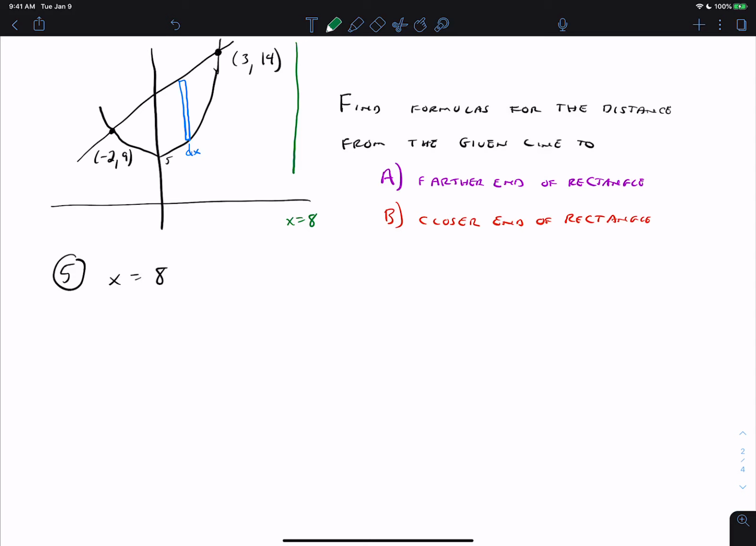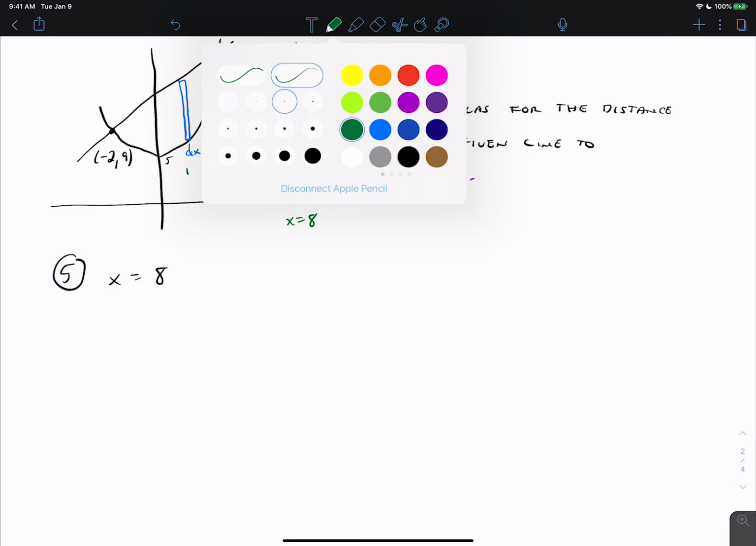Okay, so when we're talking about this, there is no farther and closer end of the rectangle because in theory the rectangle's infinitely thin. So the distance from here to here and the distance from here to here is the same whether you're on the top or the bottom. If left and right were different, it would actually be different, but it's infinitely thin. So we really are going to have the same answers for both of them. So A and B would be the same, or we can just change the directions from the given line to the rectangle. Okay, so let's do that.